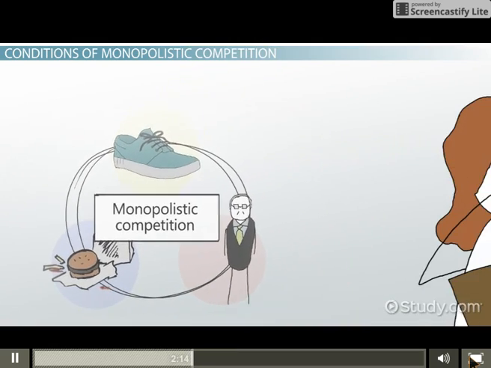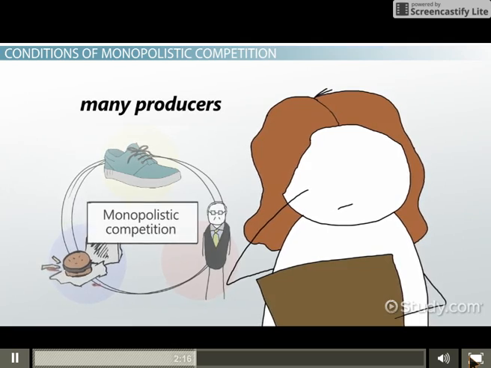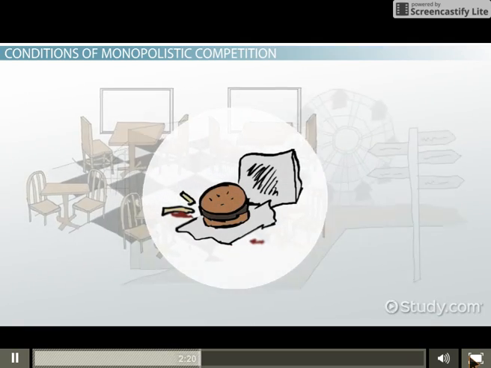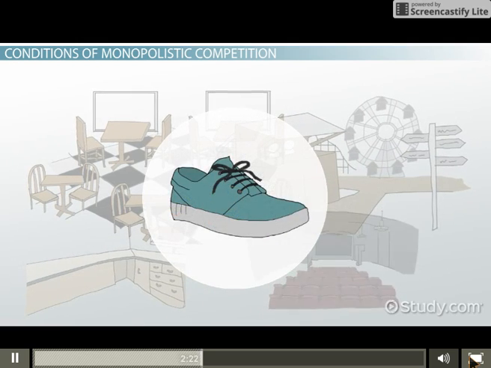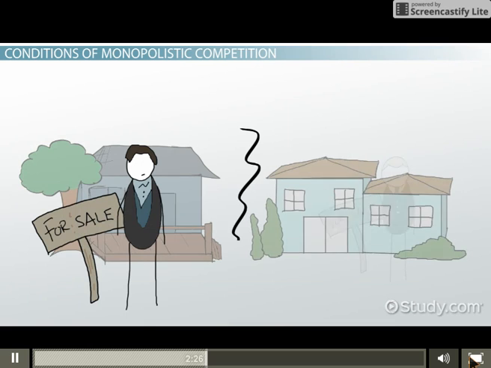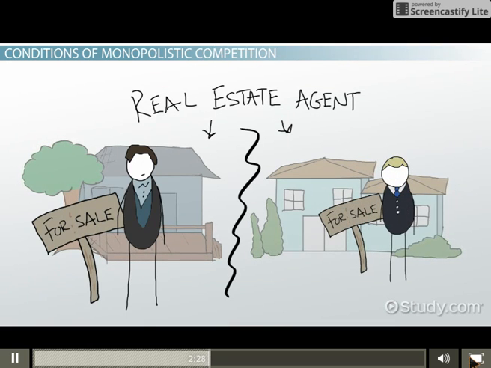Apply the first condition, the requirement for many producers. Doesn't that apply in each of those? How many different places could you get a hamburger, shoes, or a real estate agent? A lot. And while there may be subtle differences, the products are essentially the same.